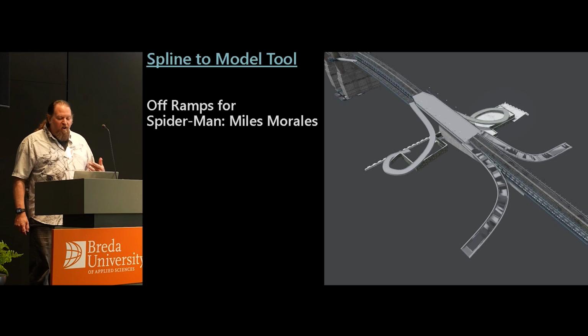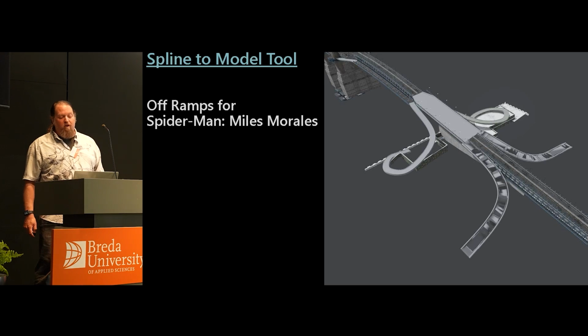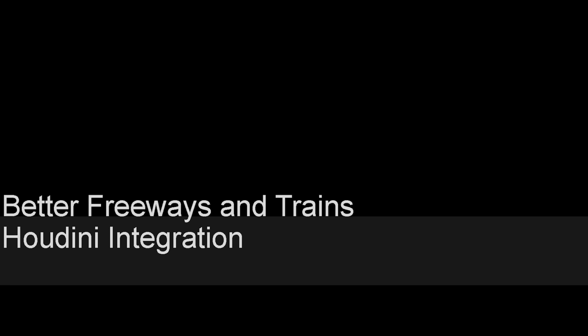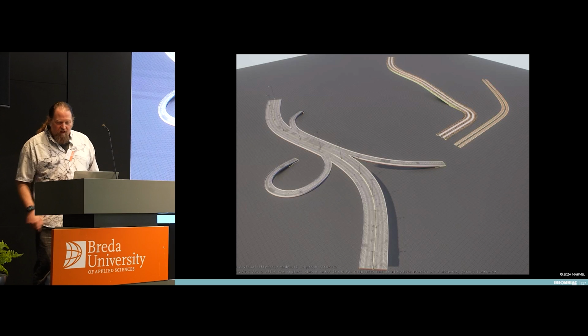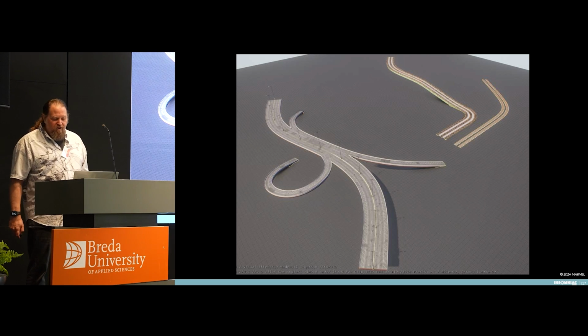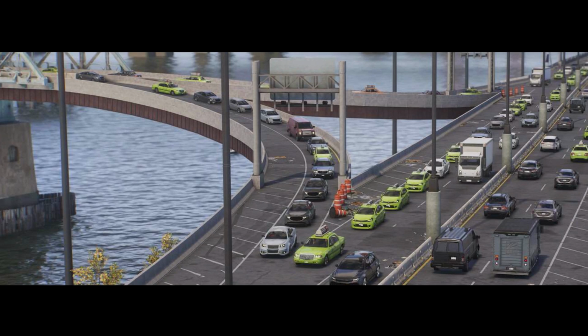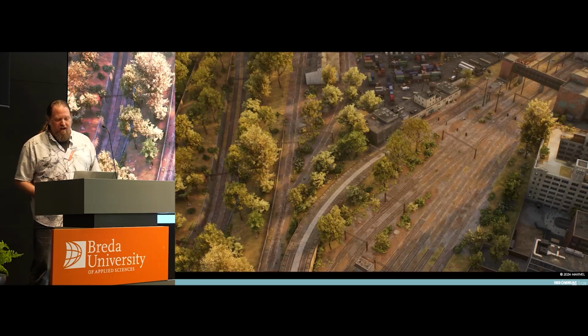Artists and designers invented all sorts of different ways to use the spline to model tool, including authoring these off-ramps using curves and a freeway model cross-section. For Marvel's Spider-Man 2, we added a Houdini integration directly into the level editor, which eliminated the need for a specialized spline to model tool. The Houdini integration allows artists to use Houdini HDAs to directly author game content in context. This was used extensively for freeways and train tracks.